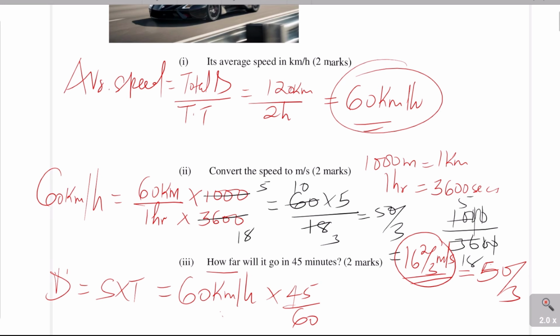The other way, you can decide to use the speed in meters per second, and then you multiply by the time in seconds. So you have to convert 45 minutes to seconds. So for this one, this is the easiest when you use the speed in kilometers per hour, because you simply divide this one out. So you have 60, you'll divide it out, and because these are hours, the hours will also divide out, and you remain with 45 kilometers. So that is what you get.